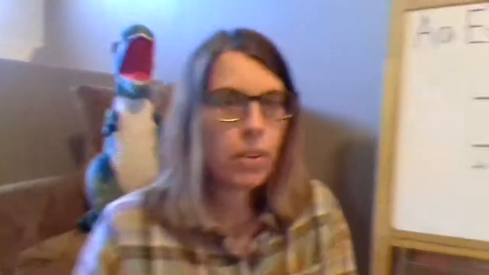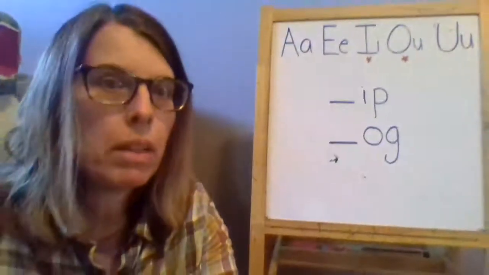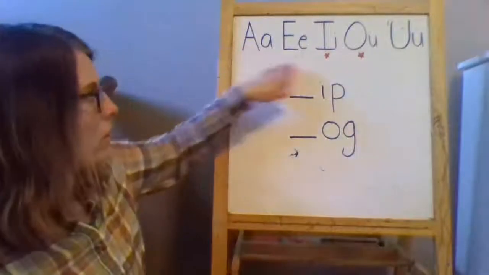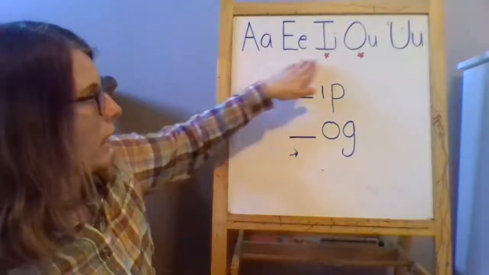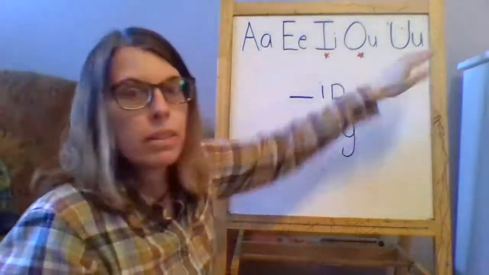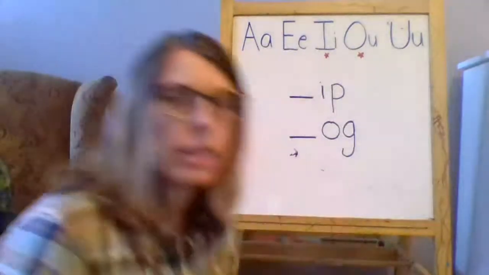Okay, let's see if you thought of the same ones that I have up here. Okay, here we go. They're written across the top of the board. There's the five vowels. A, E, I, O, and U. Now let's practice the baby sounds that they make.